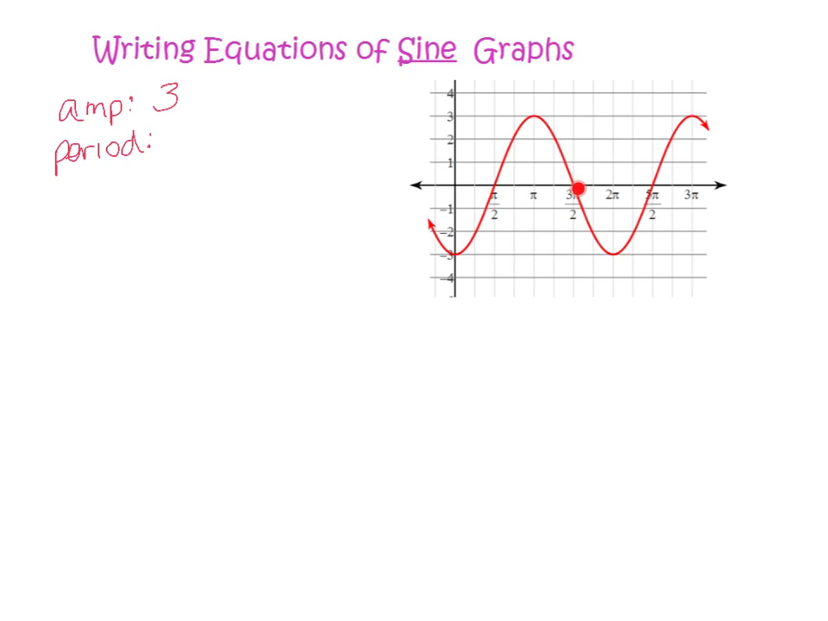And then that's only halfway, though. I've got to keep going the rest of the way, which is another 4 tick marks, which is another pi. It looks like my period is 2 pi units.